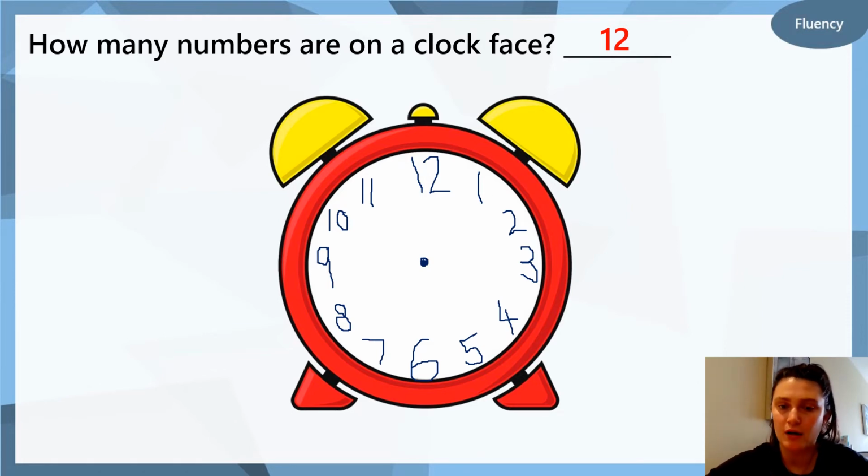So let's check. Have we got all of the numbers from 1 up till 12? 1, 2, 3, 4, 5, 6, 7, 8, 9, 10, 11, 12. Yes, we do. Have I got 12 at the top? Yes. Have I got 6 at the bottom? Yes. Have I got 3 on the right? Yes. And have I got 9 on the left? Yes. So my clock is in the correct order. Every clock that you see will always have 12 at the top and 6 at the bottom and have the numbers in this order.